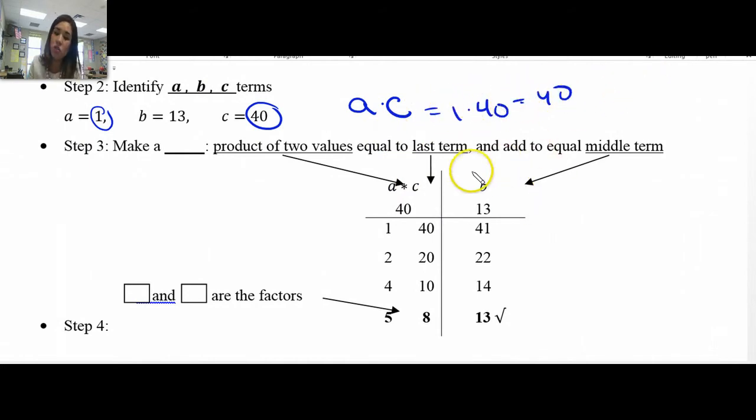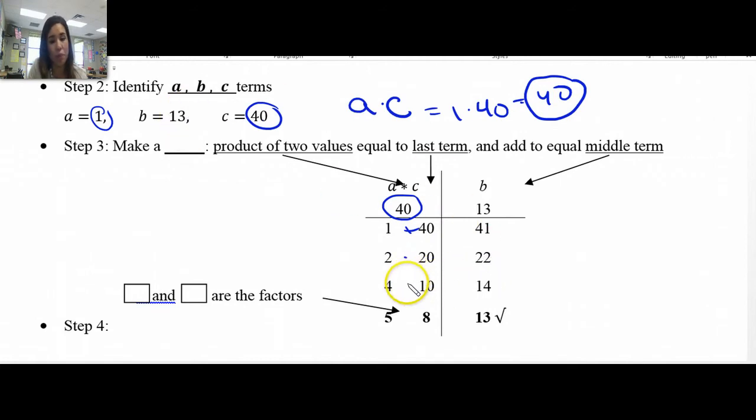Now, what I'm going to do with that is I'm going to try and find factors that multiply to give you 40, our product, but add to give you 13. So if you notice here, we have a table where we're writing out all the factors. 1 times 40, that's 40, but if I added them, I get 41, so that doesn't work. And so I say, okay, well, how about 2 times 20? 2 times 20, that's 40, that works. But 2 plus 20 is 22, so still I haven't found 13.